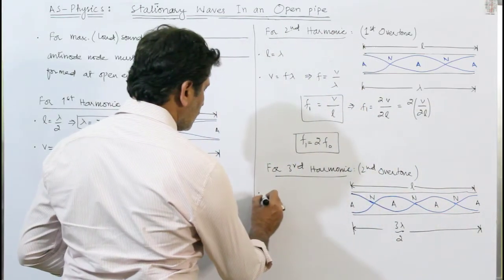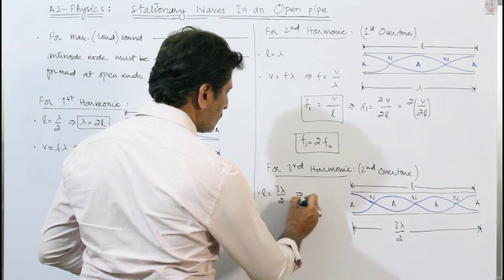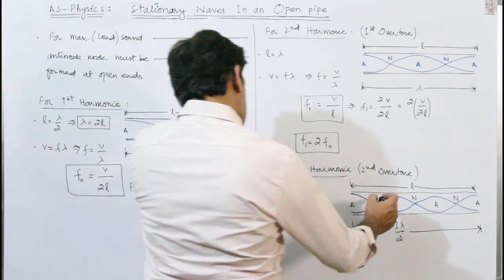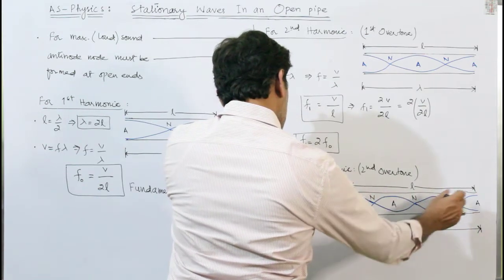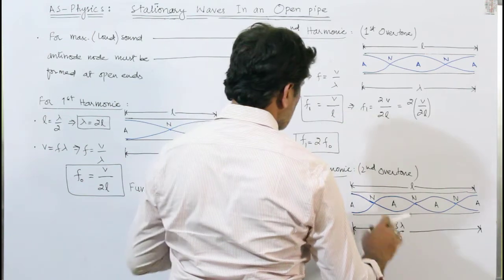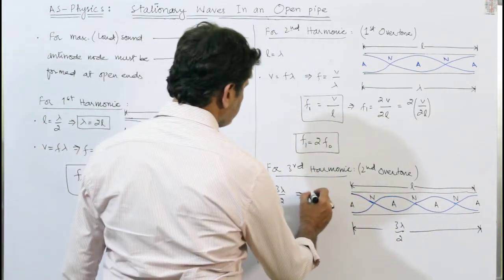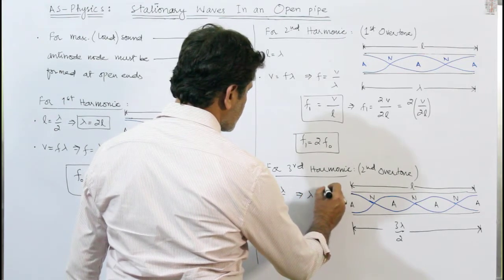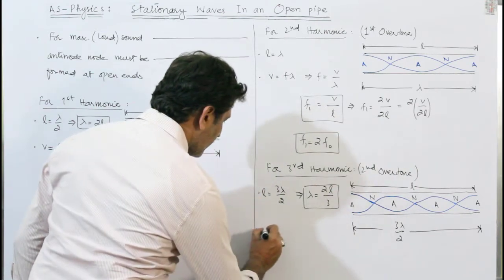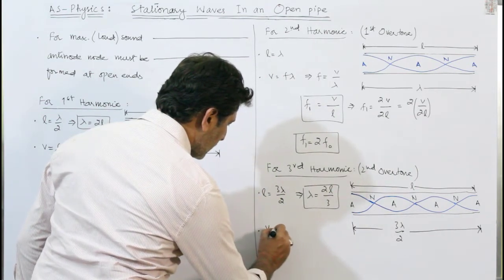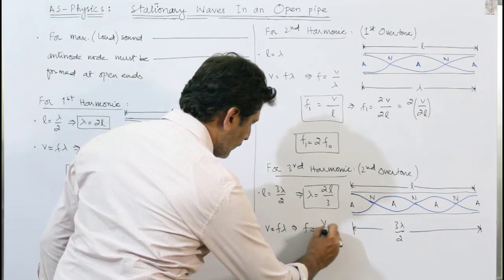Now the complete length of the tube is equal to 3 lambda over 2, because we know that two loops will form one wavelength and one loop will form half of the wavelength. So 1 plus half is equal to 1.5 wavelength or 3 lambda over 2. So lambda is equal to 2 times the length divided by 3. To calculate the frequency, we will use the wave equation, that is V is equal to F lambda. The F is equal to V over lambda.